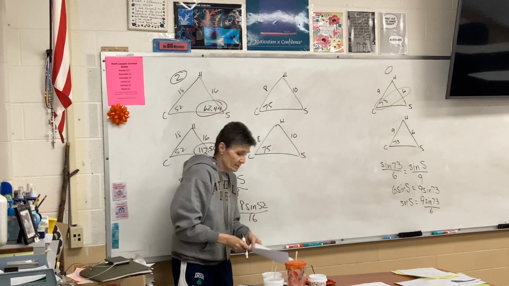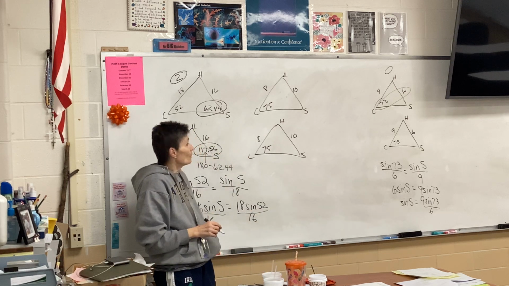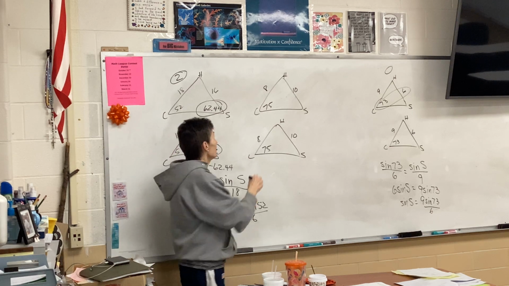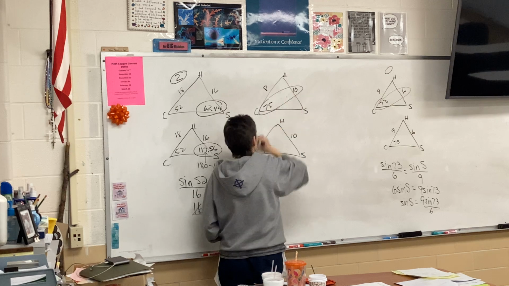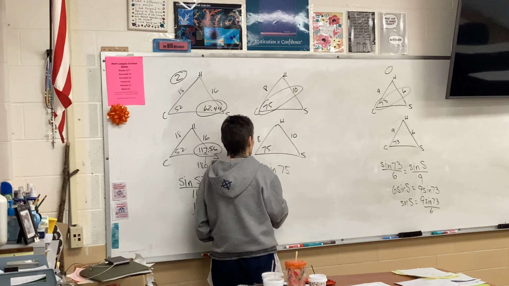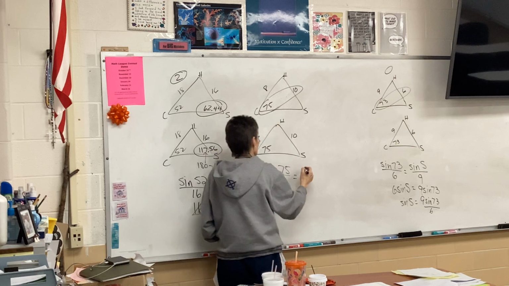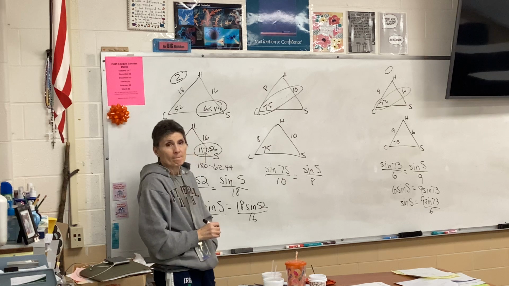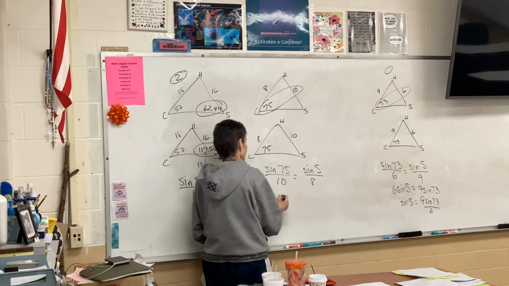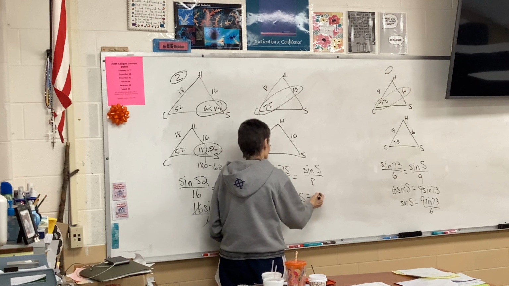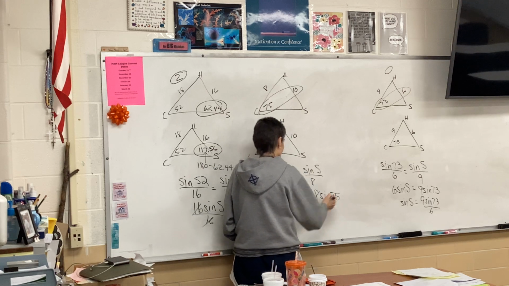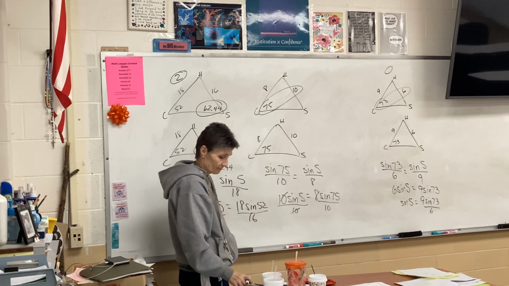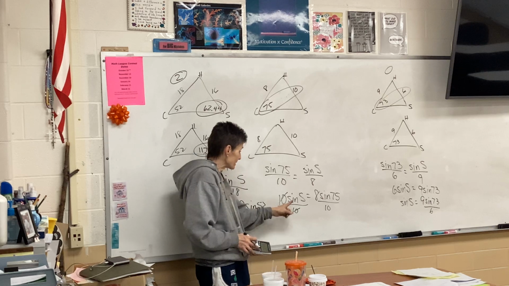All right, one more of these. One more. We need to find angle S. So right here, sine 75 over 10 equals sine S over 8. So we'll cross multiply. And divide by 10. Again, remember, this is sine S.